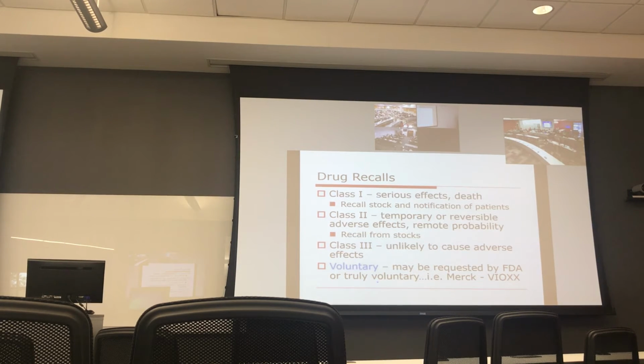Drug recalls, always something we like to talk about. News media loves to talk about drug recalls, makes it on the night of the news, that type of thing. There are 3 classifications still for that, 1, 2, and 3. Just know that 1 is the most serious, and they drop down from that. 1 is the one where we have to recall the stock and notify the patients. Luckily, we don't see those very often. Most of the ones we see are class 2.